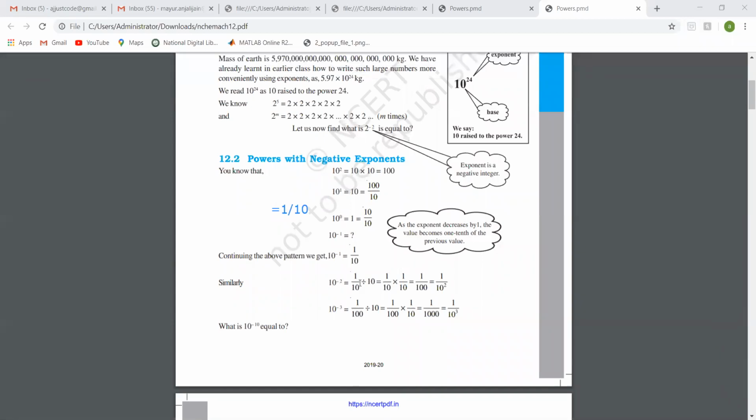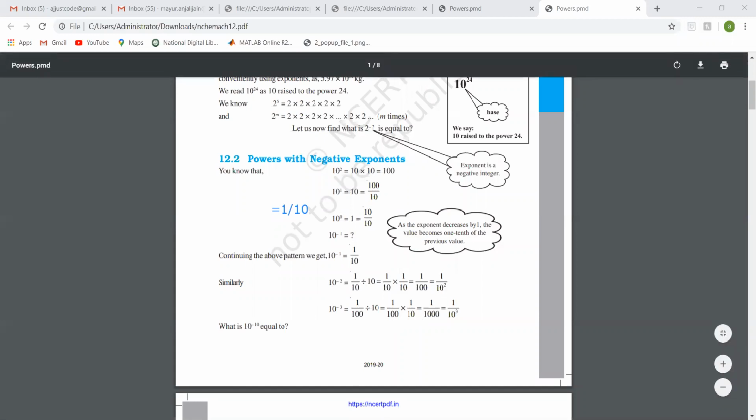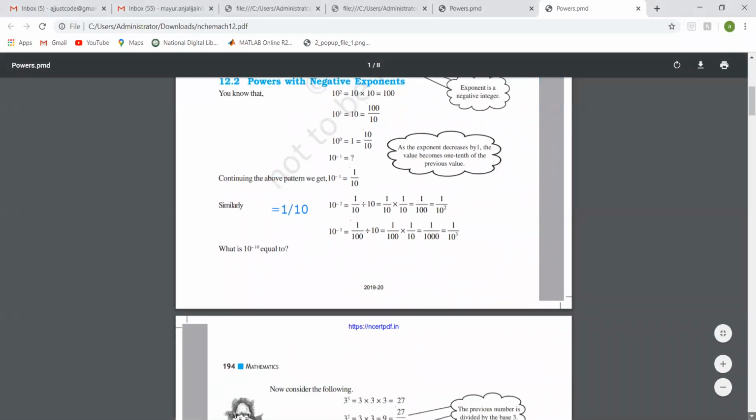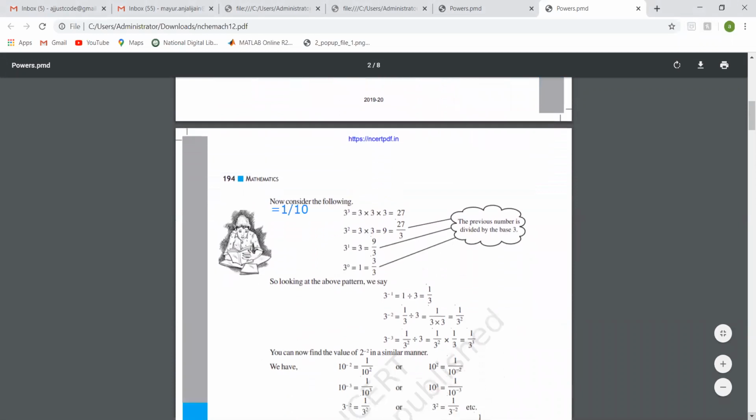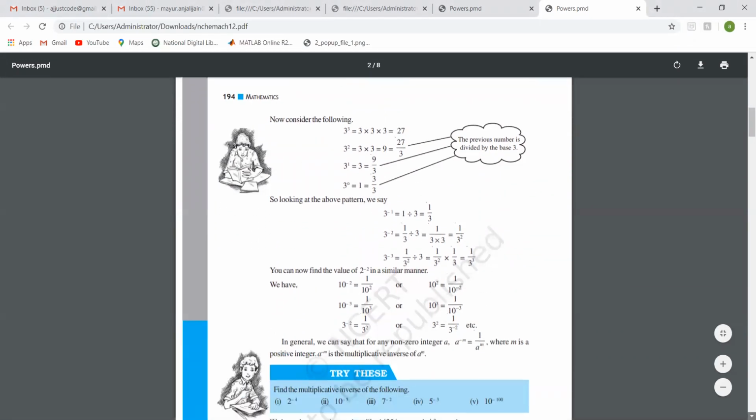So 10 raised to the power minus 2 is 1 upon 10 square. 10 raised to the power minus 3 is 1 upon 10 cube. That is how negative exponents are expressed. Clear? Now if I want to write 3 raised to the power cube, 3 raised to the power square, 3 raised to the power 1, 3 raised to the power 0, and the negative powers of 3, the same pattern is used here.